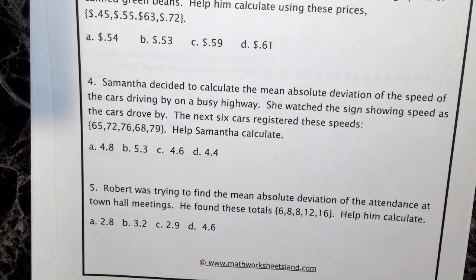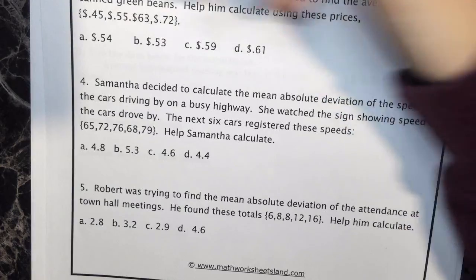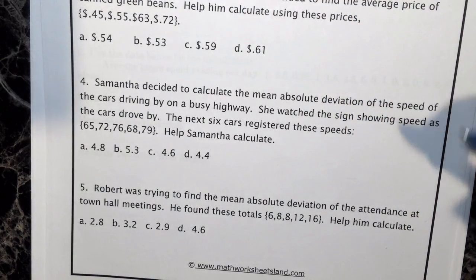Number 3, Craig worked at a grocery store. He decided to find the average price of canned green beans. Help him calculate using these prices. So he wants to find the average. These are certain prices. If you're just finding the average, you're finding your mean.